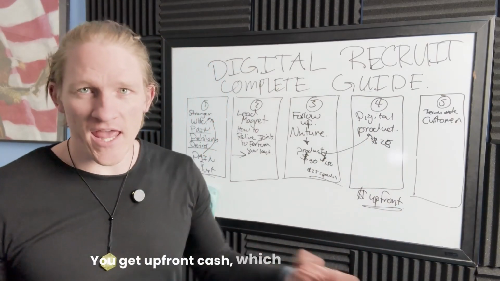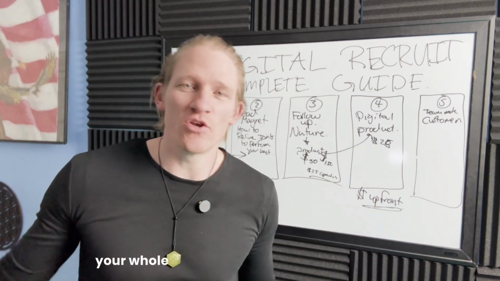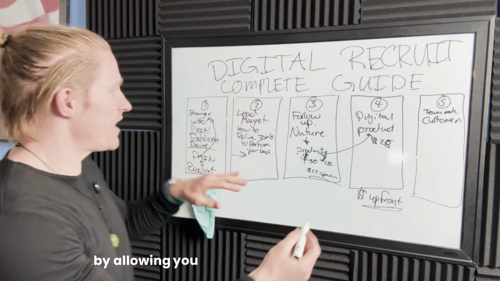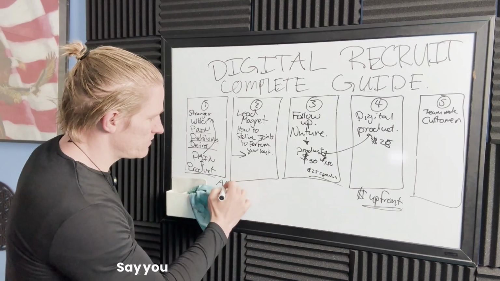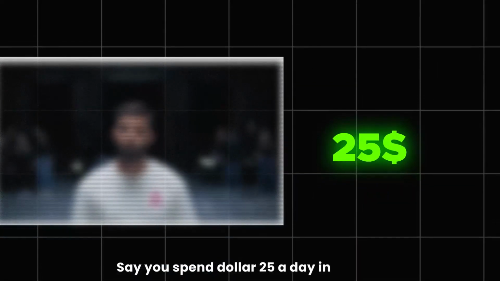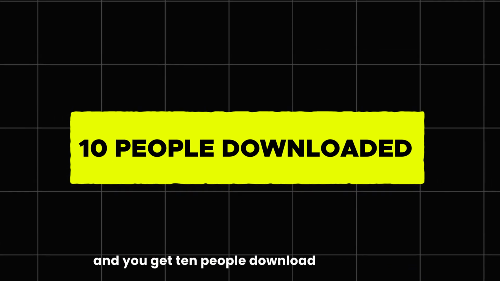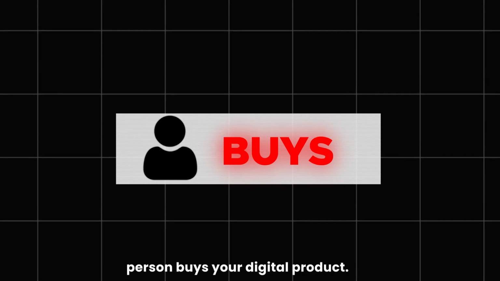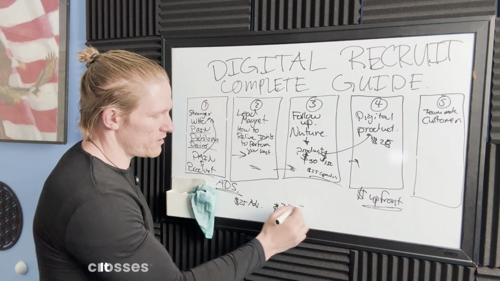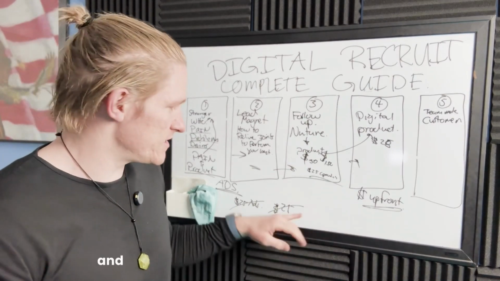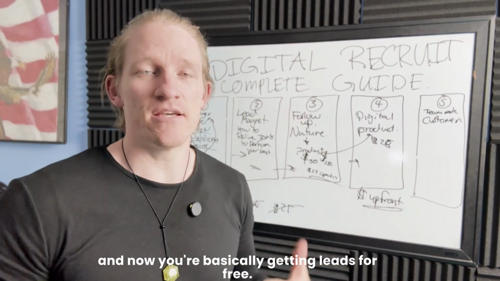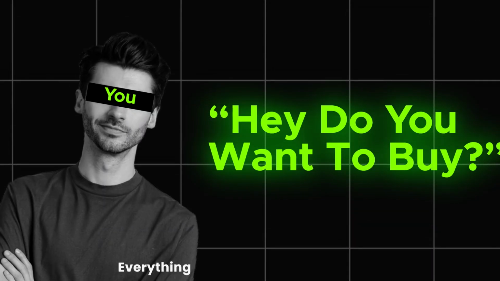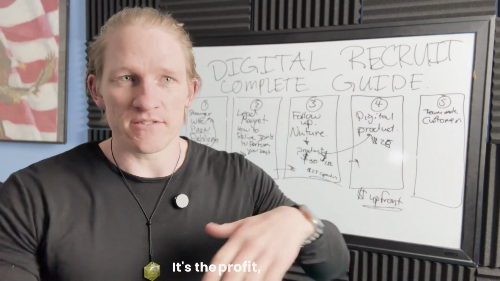You get upfront cash, which then allows you to take your whole entire digital recruiting system to the next level by allowing you to come back here and use ads. Say you spend $25 a day in ads and you get 10 people download your lead magnet. Out of those 10 people, one person buys your digital product. You just made $25. It crosses out the cost of your advertising, and now you're basically getting leads for free. And then you can just call up the other 9 out of 10 and say, hey, do one of you want to buy? Everything else from there is gravy. It's all profit. Okay.